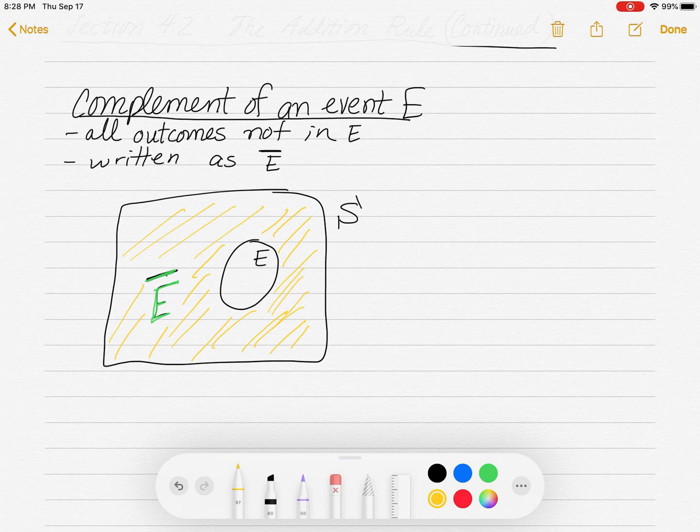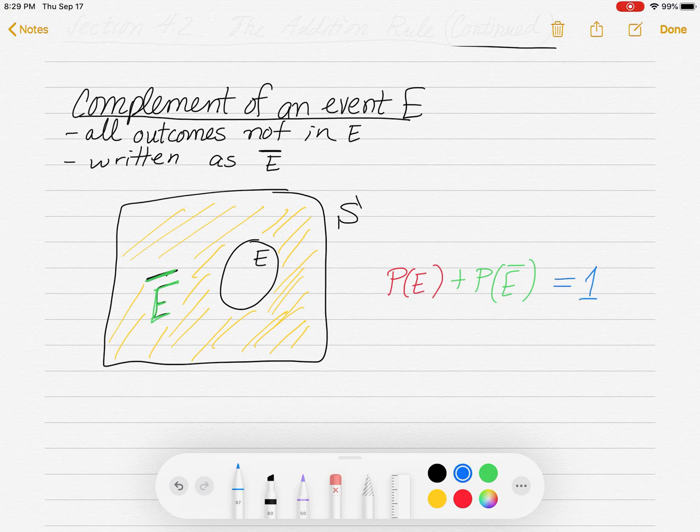Now, one of the big rules for probability is that when you take the probability of all the disjoint events, it has to add up to 100% or add up to 1. So if I take the probability of E, and then I add it to the probability of not E, these are disjoint events, right? There's no overlap between E and not E. And this has to add up to a total of 1.